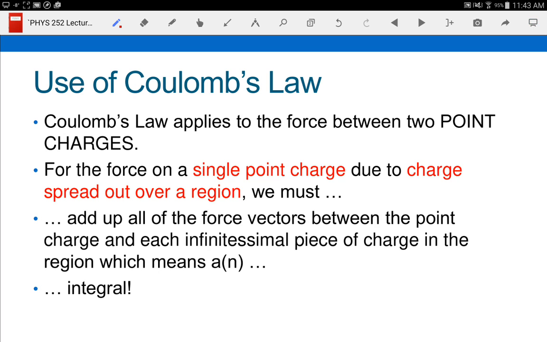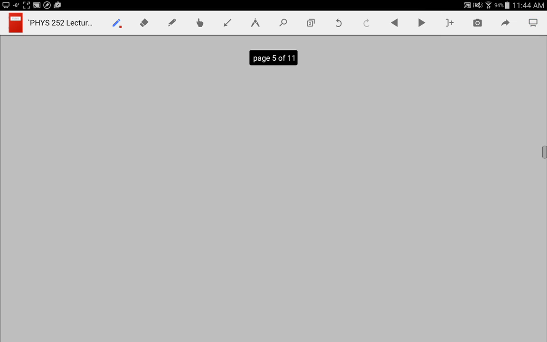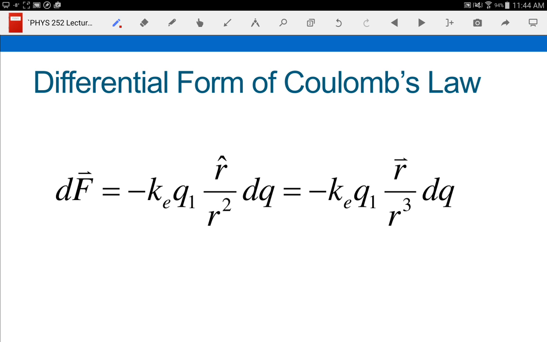Now we have to think back a little bit. How do you add vectors? Break them into components and add up those components. So we're going to need to go through some steps. We add up all the force vectors from each piece, which is what we call an integral, and when we do those force vectors, we'll break them into components before we do the integral. So we'll do an integral for the x part and the y part and the z part, depending on the complexity, and do the x's, y's, and z's separately.